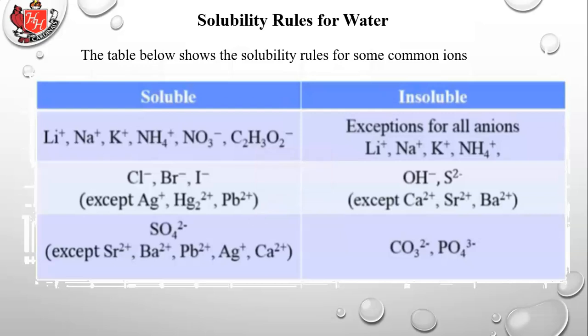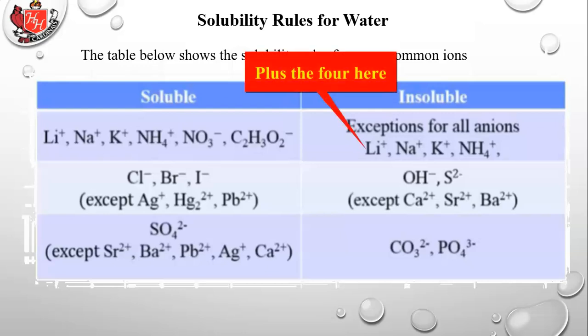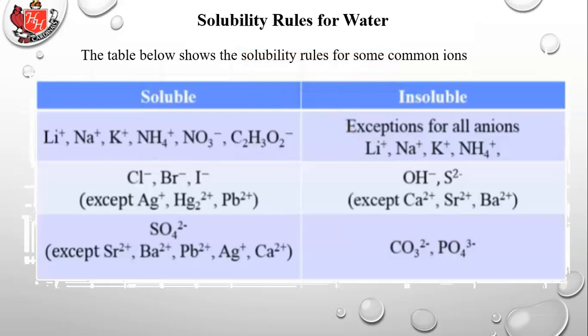Now go over to the right. These are insoluble with anything that they're with. The exceptions, though, are anything in the top row. So lithium, sodium, potassium, ammonium. So OH, hydroxide, is insoluble. It will not dissolve with anything except the three you see in the parentheses: calcium, strontium, and barium. Same with sulfide. It will not dissolve with anything except calcium, strontium, and barium. And down on the bottom row, you have carbonate and phosphate. They will not dissolve with anything in water.